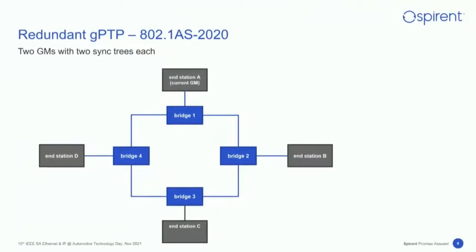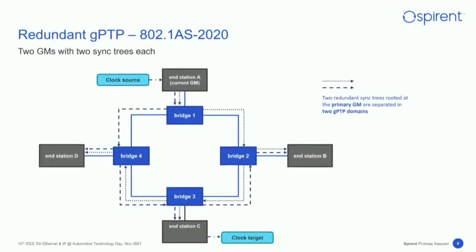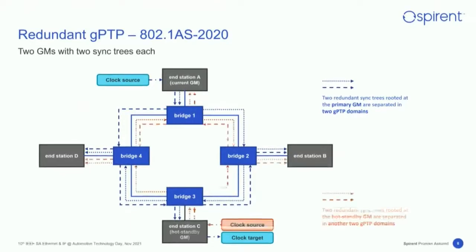If we have a mesh network, or a ring, how can we achieve redundant time synchronization using the AS2020 features? We can have the first GM on end station A, but we can define 2 different sync paths, the dotted blue line and the dashed blue line. And then we can also have another standby GM, so in case the first GM experiences some problems, the second one could take over.